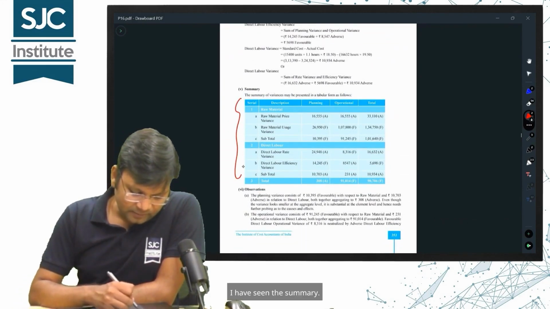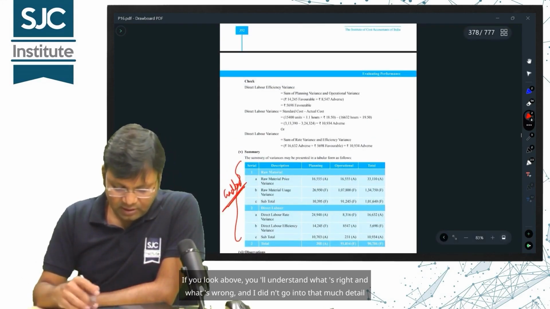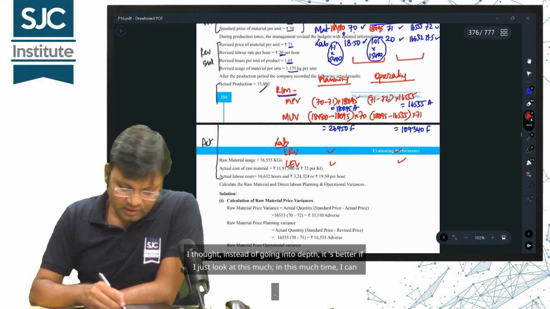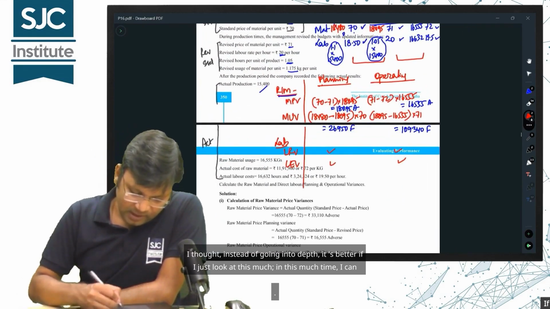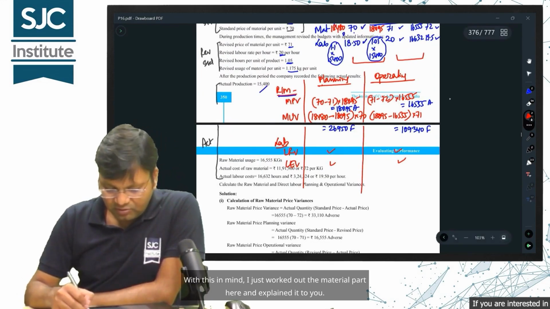I have seen the summary. There's something wrong. If you look above, you'll understand what's right and what's wrong, and I didn't go into that much detail. I thought, instead of going into depth, it's better if I just look at this much. In this much time, I can finish it. With this in mind, I just worked out the material part here and explained it to you.